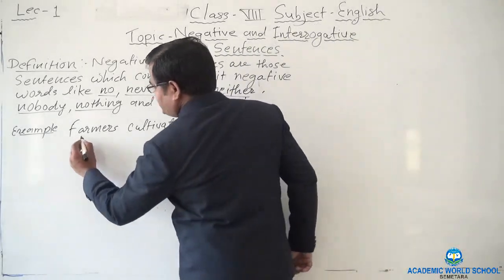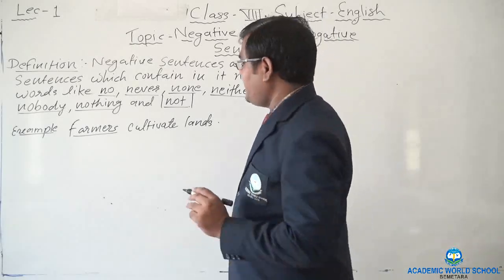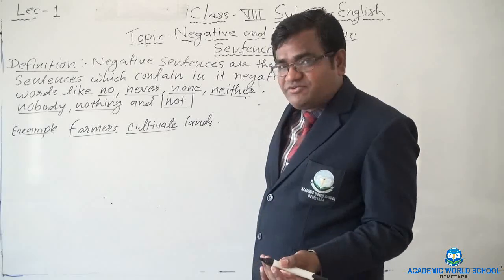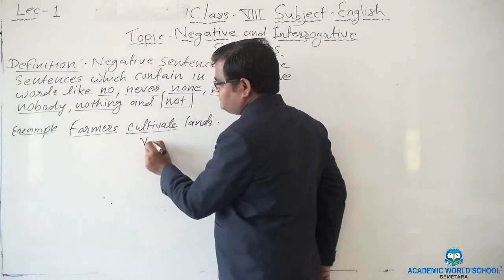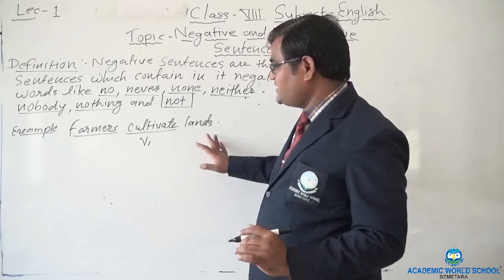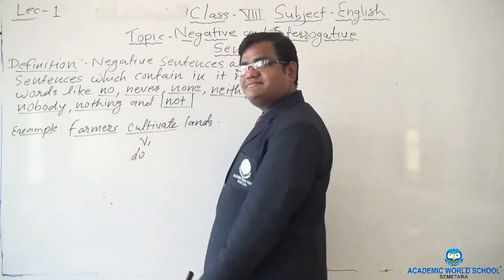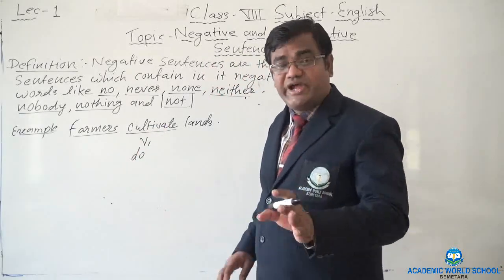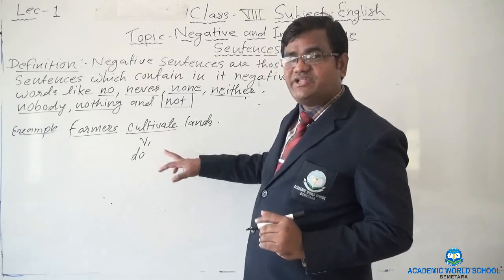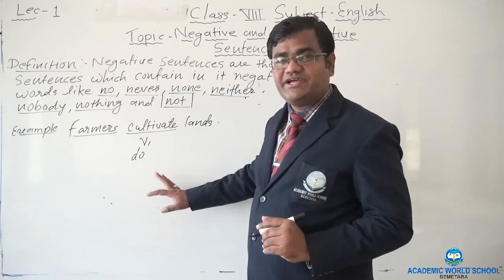So here the subject is farmers, a plural subject, and what is the verb here? Cultivate. Which form of the verb? First form of the verb. Is there s or es? No s or es. Right? So in that case we use do as the helping verb. Do and does for present tense and did for past tense. But without s or es, then do. If s or es is there, then we will take does.